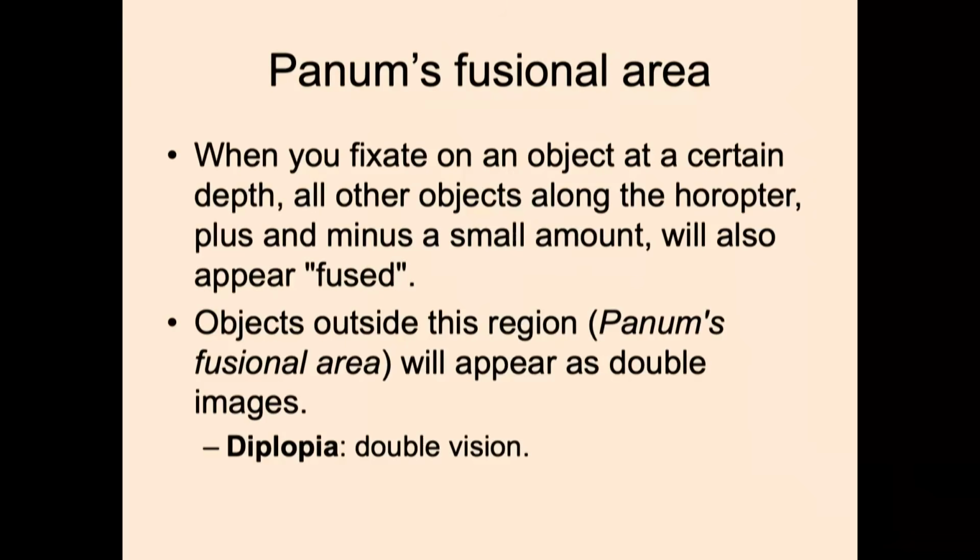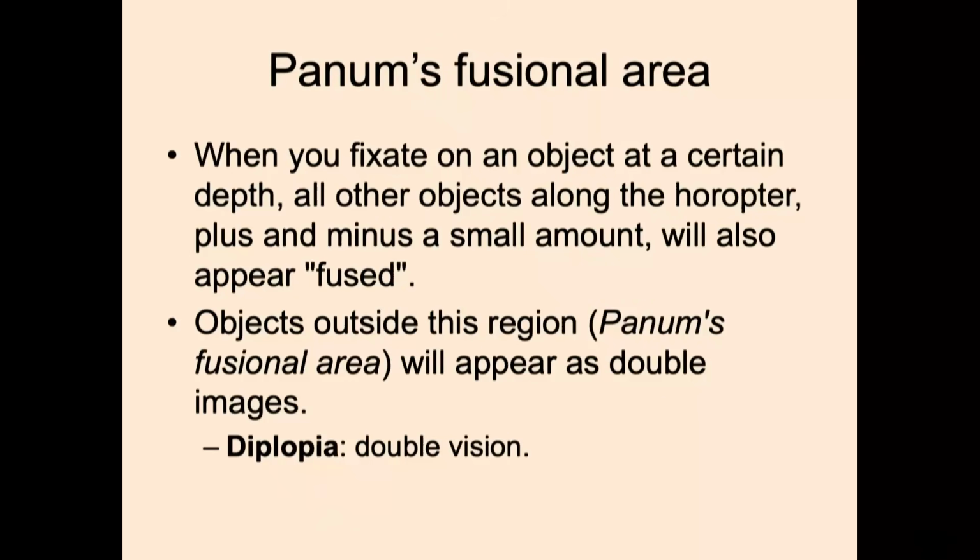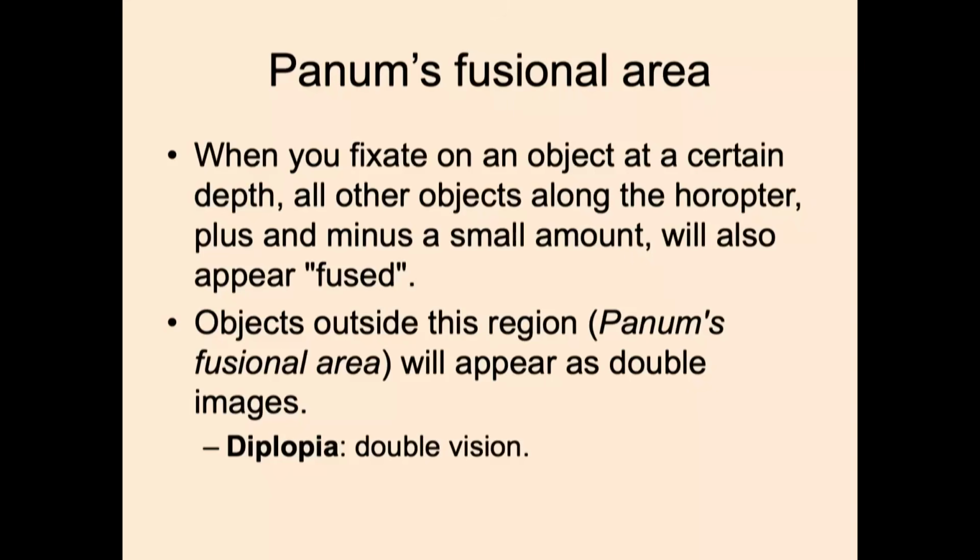All right, so you're always fixating something, typically, right? You fixate a particular object. That induces this horopter. It's the set of all points that project to corresponding points on the two retinas. Zero disparity. Okay? When you fixate an object at a certain depth, everything on the horopter, plus and minus a small amount, will appear to be fused. So you see a single thing. That's called Panum's fusional area. Objects that are outside this region will appear as double images.